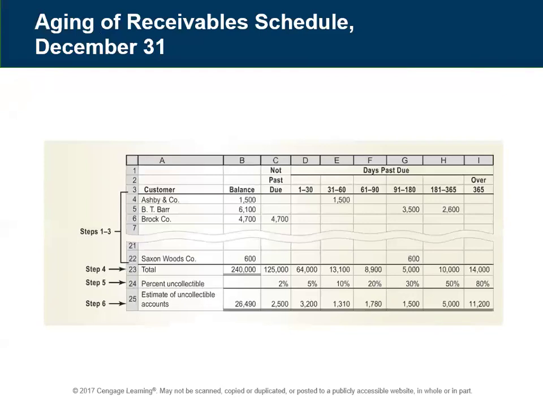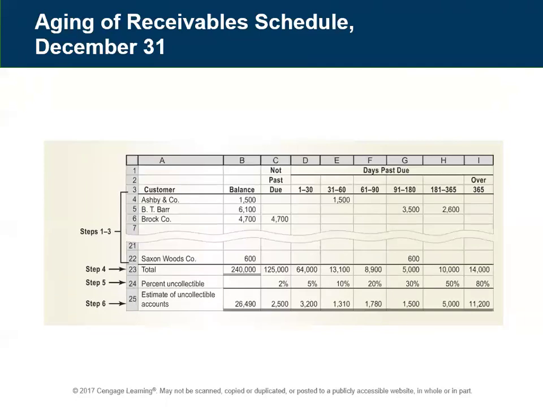So I'll show you this and we'll talk about the steps. This is a nice little Excel spreadsheet that they're keeping, which makes it easy to add up. So we list all of our customers, all of our accounts receivables, and then we list their balances. And then we just put it into an aging schedule. So we look at, well, how old is this debt? So the second step after we list all the customers and the balances, we list out how past due it is.